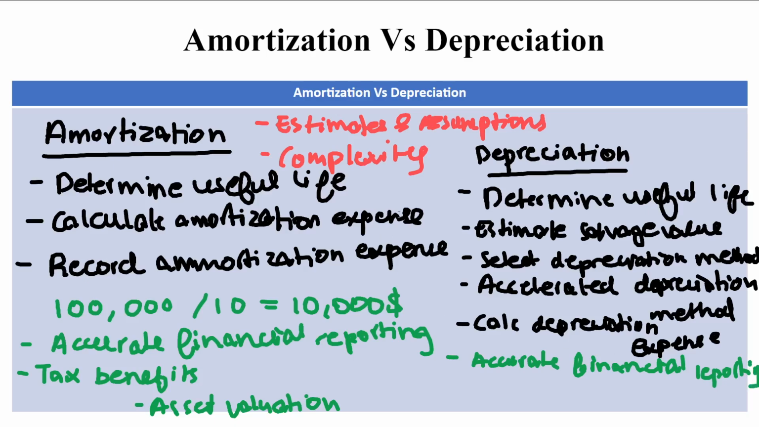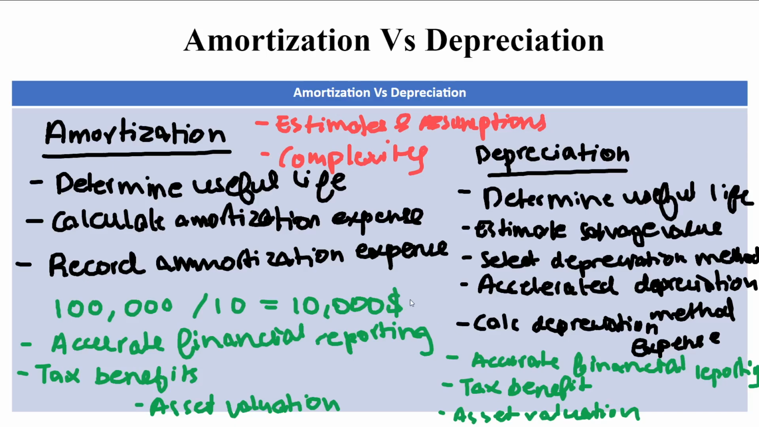All right. So it provides a more accurate picture of a company's financial performance by matching expenses with the revenue generated from the tangible asset. Then we have tax benefits, which is again similar to amortization. So depreciation expenses reduce taxable income, which leads to a lower tax liability. Then we have asset valuation again. So it helps in determining the fair value of a tangible asset on the balance sheet.